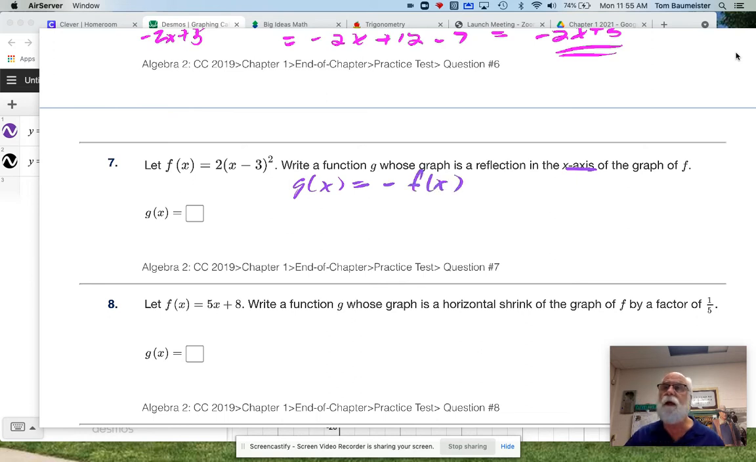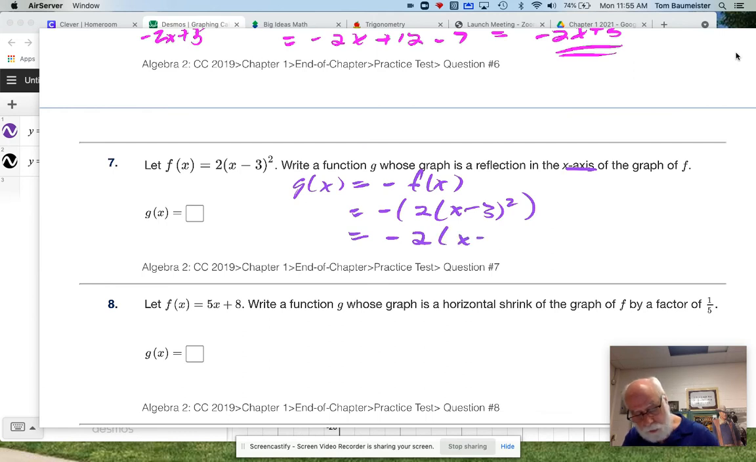So we're going to take the negative and put it on the outside. Remember, my f of x was 2 times (x minus 3) quantity squared. And I'm just going to take that negative and put it on the inside, attach it to the x. I'm not putting it through the x minus 3 squared. All right? So our final answer will be this.